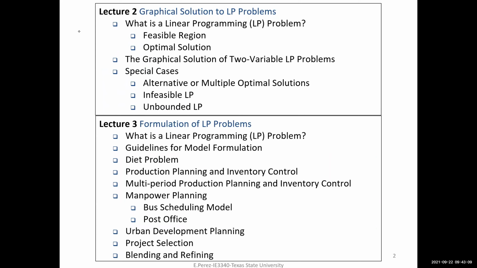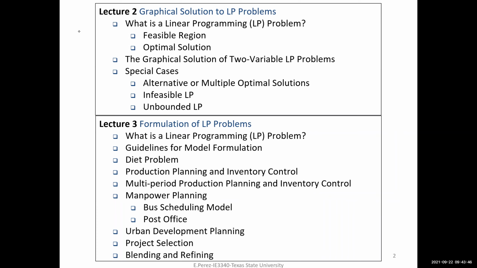So you should be aware of the special cases in which you have alternative or multiple optimal solutions, when the problem is infeasible and when the problem is unbound. So infeasible means that there's no possible solution. After you set up the constraints, there's no area in which you can meet all the constraints. So you will not be able to find a solution for that problem. When you substitute any combination of values for x1 and x2, you cannot find a combination of x1 and x2 that will meet all the constraints.